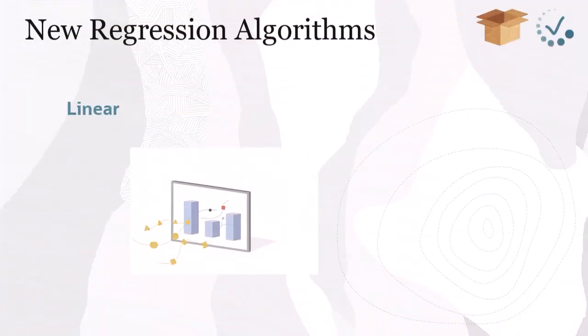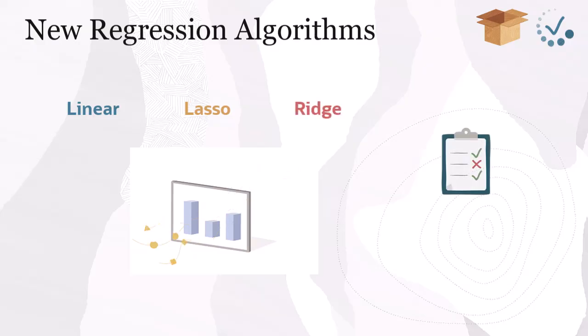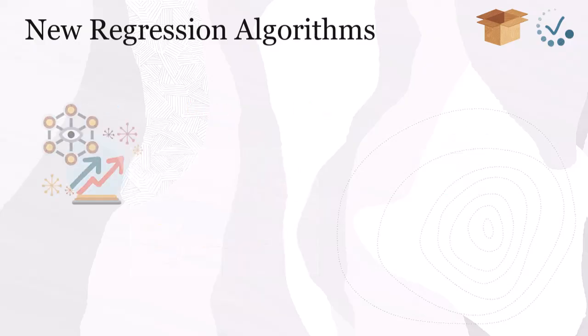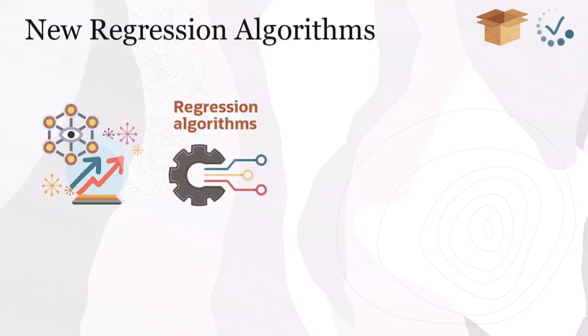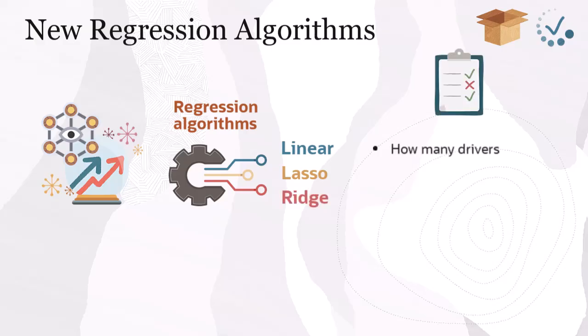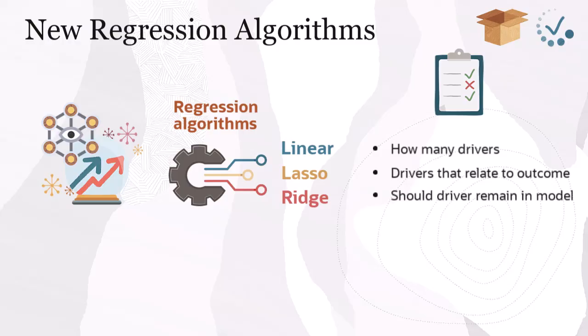In this video, you'll get an overview of 3 new regression algorithms and a practical guide for choosing the best fit for your use case. Advanced Predictions now supports regression algorithms. Selections include linear regression, Lasso Regression, and Ridge Regression. The right choice depends on how many drivers you have, how clearly they relate to the outcome, and whether every driver should remain in the model.